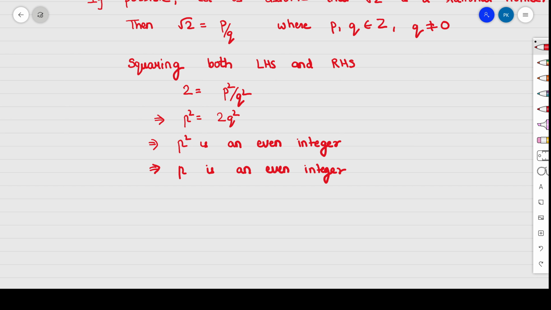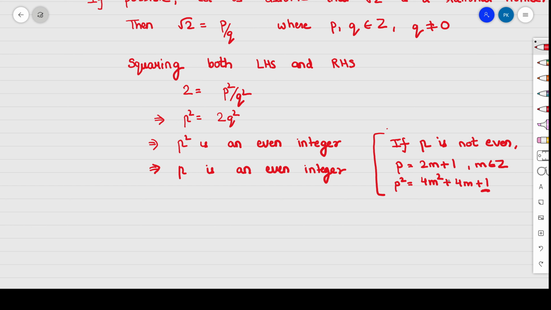Now you might ask, p square is an even integer, then why is p even? For that, let us assume that p is not even. We know that it will be of the form 2m plus 1, where m is again an integer. Now if we square it, we apply the formula a plus b the whole square, and we get 4m square plus 4m plus 1. The plus 1 means that it is odd, which means p square is odd, because when p was odd, p square also became odd. This is a contradiction because we have found that p square is even.